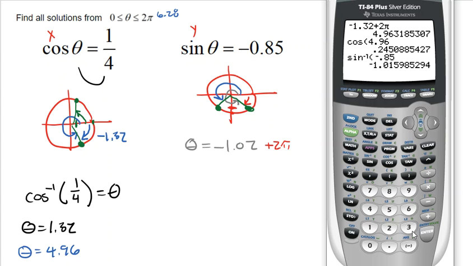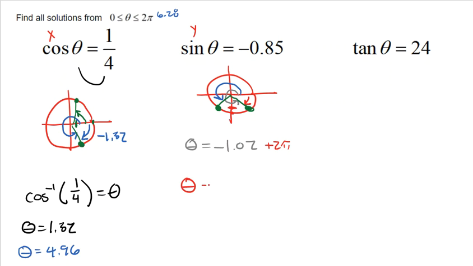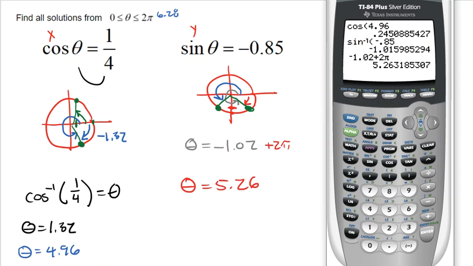So I'm going to take that negative 1.02. I'm going to add 2 pi, and I get 5.26. That's an answer I want to give because it's positive and it falls into quadrant 4 there. And again, it only takes a second to check your work. Sine of 5.26, again, it's not exact because of rounding, but it's pretty darn close to negative 0.85.